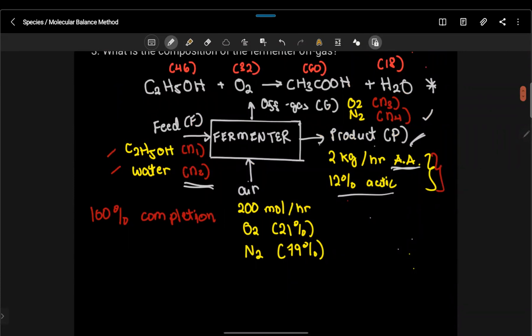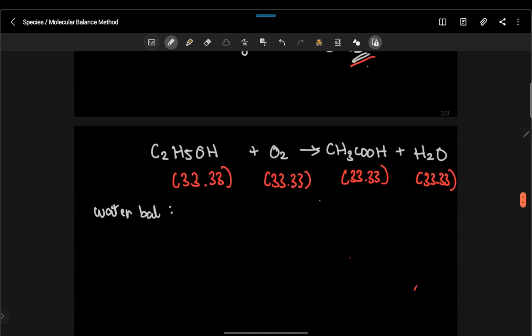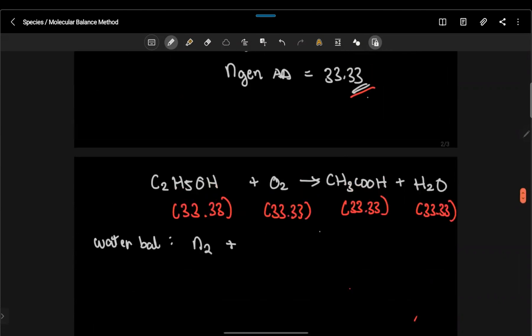We need to find that out. So, N2 ang input ni water. So, unknown siya. Plus generated water. Meron bang generated water? So, if you check the reaction, ayun, no, meron. Water is being generated in the reaction. So, ang tanong, gaano kadami? Ayun, no, alam na natin agad, 33.33.